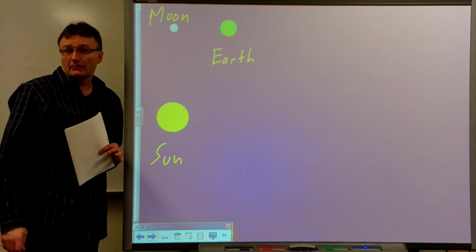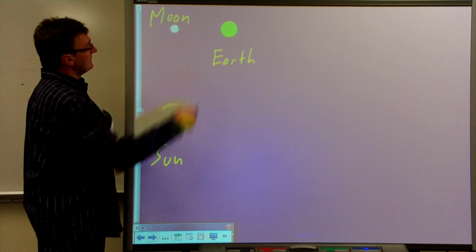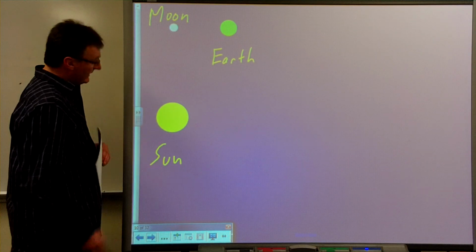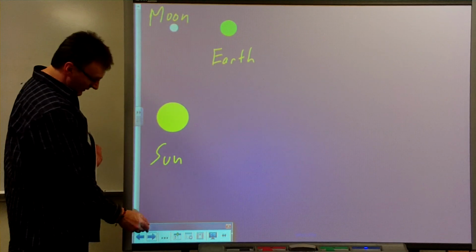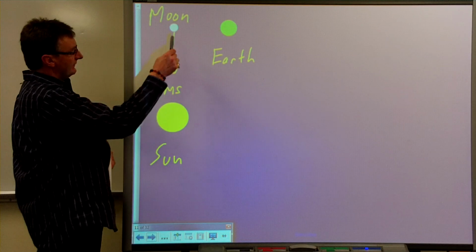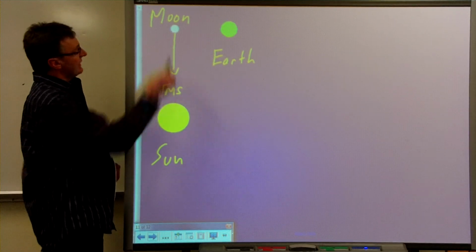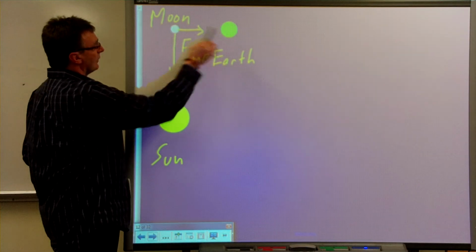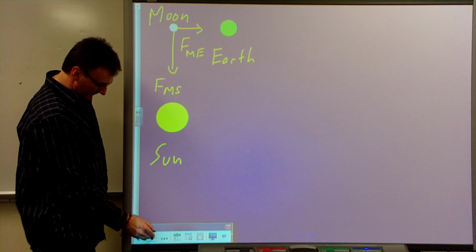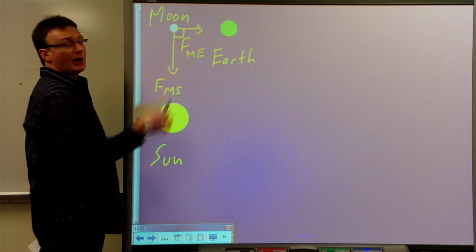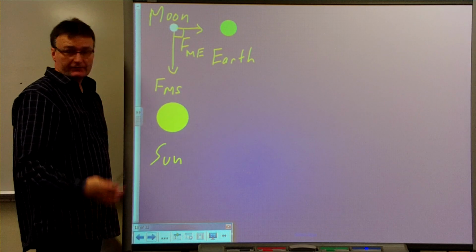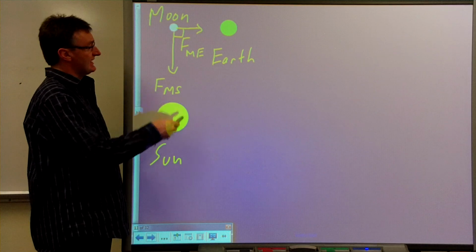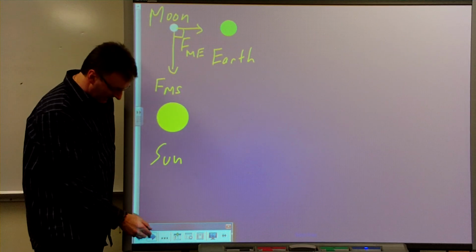Or maybe the Earth should be a little bit more blue as well, have some blue in there. But in any case, here's how they're oriented. We have the force of the sun on the moon in this direction here, and the force of the Earth on the moon in that direction. We'll say that they make a right angle in this case, just for our purposes of this example.